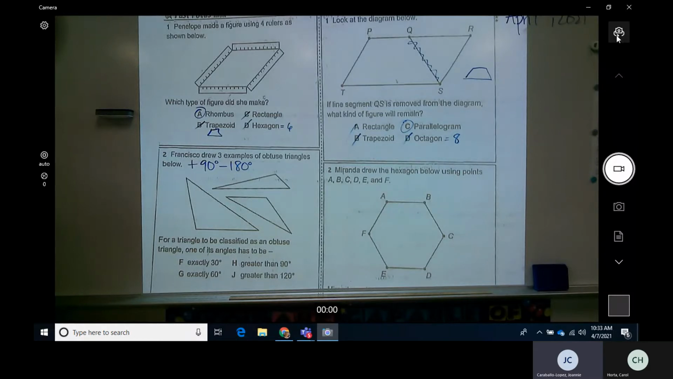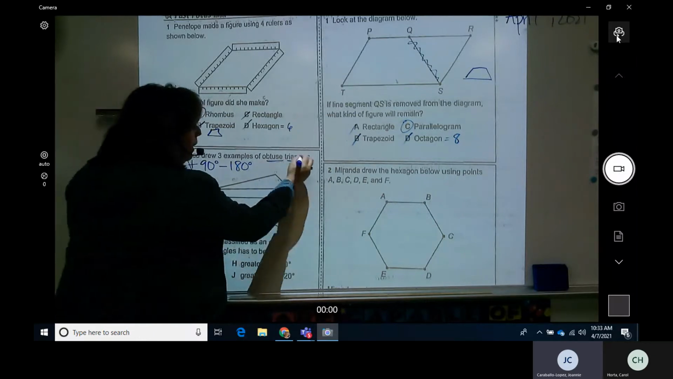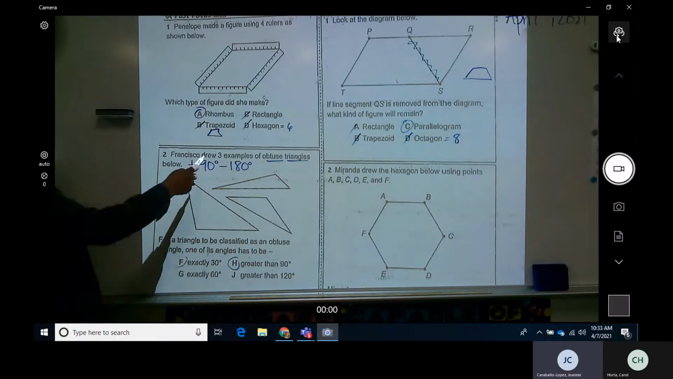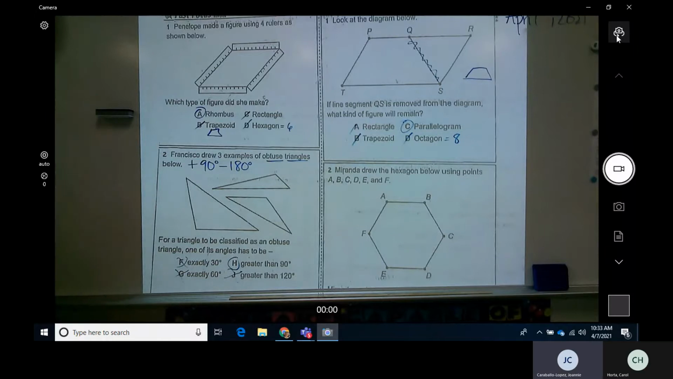For a triangle to be classified as an obtuse triangle, one of its angles has to be, so look at this, okay? Look at what I've done. Since I already know what an obtuse triangle is, I've already told myself what the answer is. I want you to tell me what the answer is. 1, 2, 3. H. You see how easy that was? How did you know? Because it's greater than 90. It couldn't have been F because it doesn't fit the profile. It couldn't be G and it couldn't be J. Do you understand why? Do you really understand why?